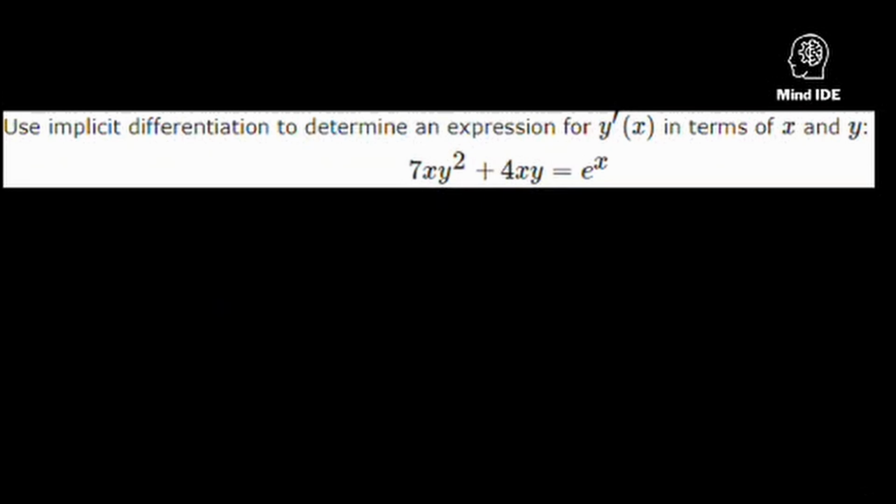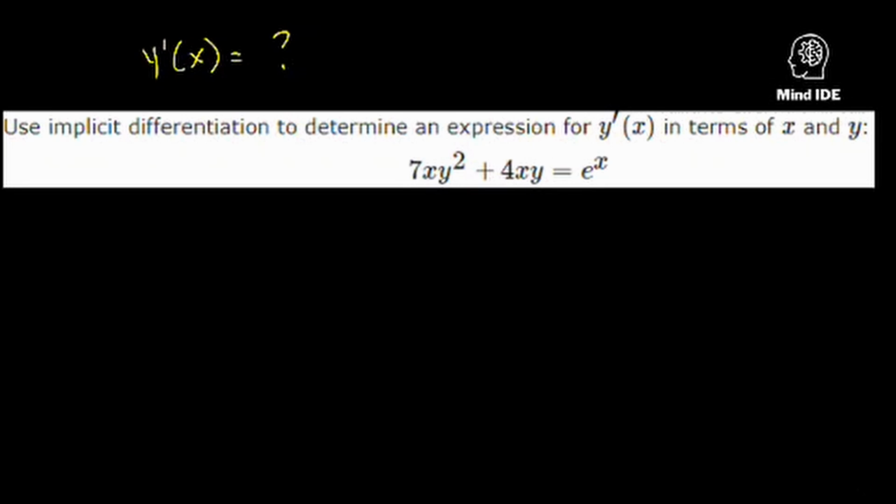Okay, so today we've got an example using implicit differentiation. The question says, use implicit differentiation to determine an expression for y prime of x in terms of x and y. And this is the equation that we have for that. So what we're looking for is y prime of x equals something.